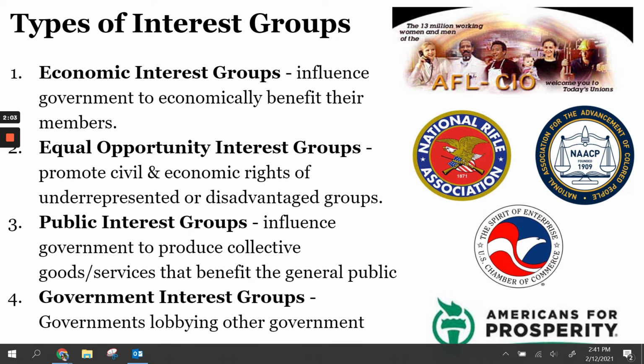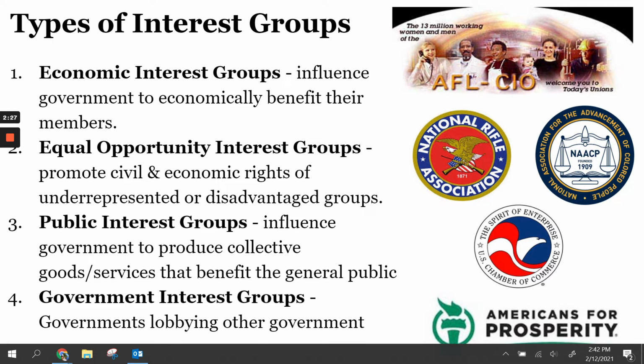So the largest one is going to be your AFL-CIO, which is, again, a collection of a lot of different unionized groups, right? However, you might have ones that are aligned along a particular industry, like Education Minnesota, which is teachers. You might have a police union or a firefighters union. You also, within this subcategory of economic interest groups, have professional associations.